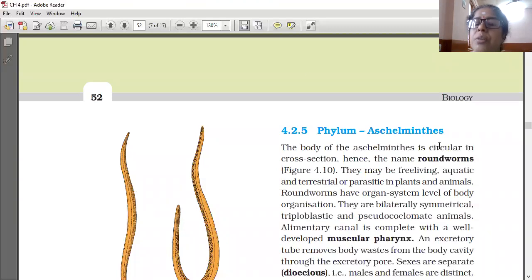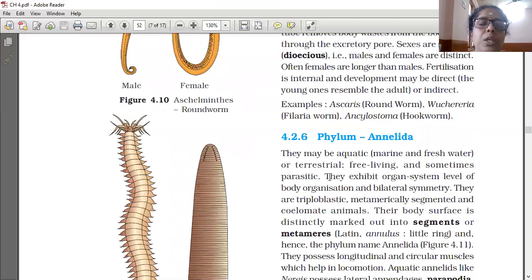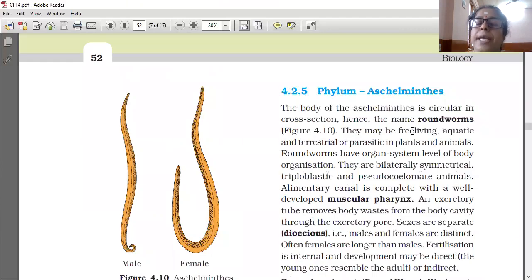The body of the Aschelminthes is circular in cross section, hence the name roundworms. They may be free-living, aquatic, and terrestrial, or parasitic in plants and animals.